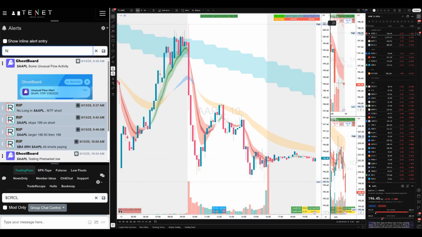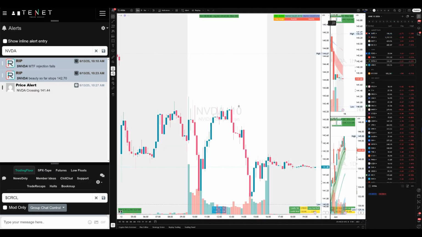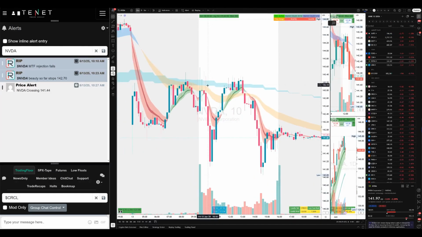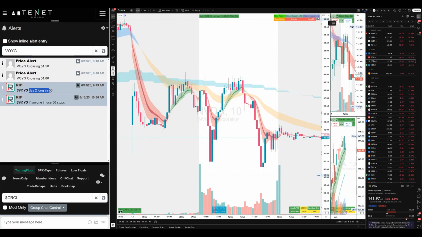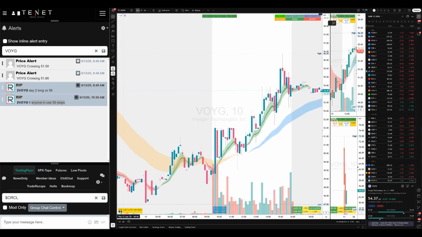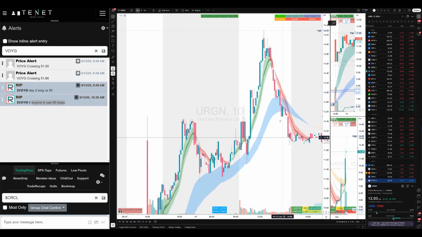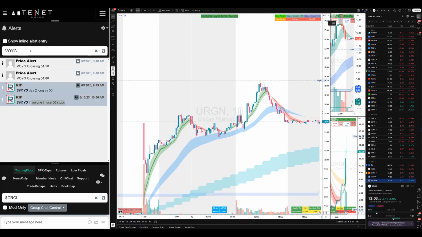Then Nvidia was a midday short that I guided the traders on. This breakdown of the MTF rejections flush was a nice short. There was a decent number of trades today. There was an IPO, Voyager, that worked from day two, long versus 50, and that was a good one. Voyager was a day two setup. Just an insane amount of opportunities. You just have to be ready for that.